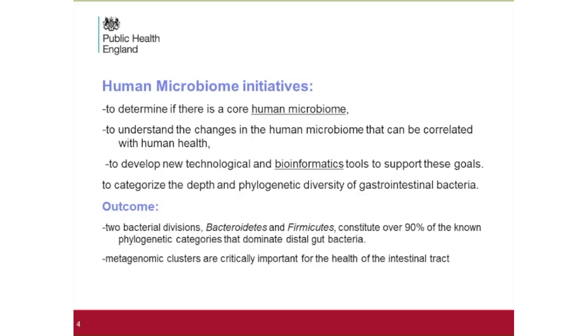The outcome from many of these studies was that there are two major bacterial divisions, the bacteroidetes and the firmicutes, that constitute about 90% of the organisms in the gut flora, and the other 10% is shared among thousands of other organisms. So I'll try to focus today, while I'm discussing these areas, on the impact on these two main groups.